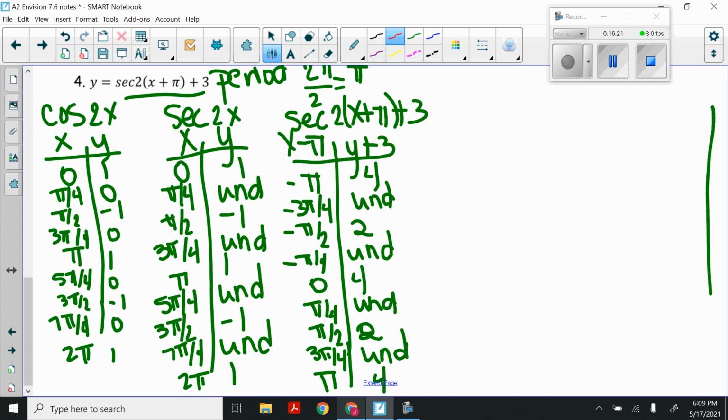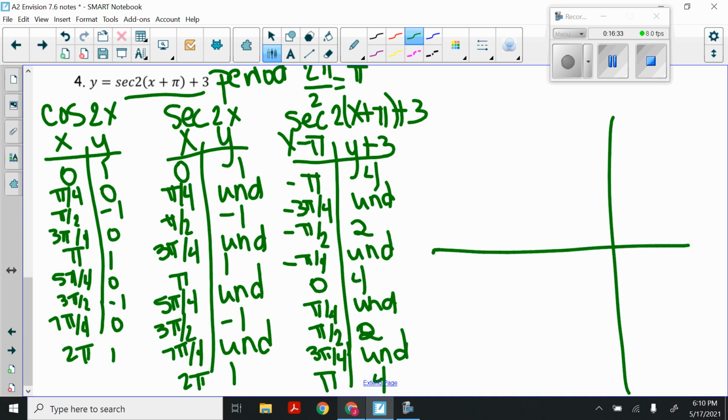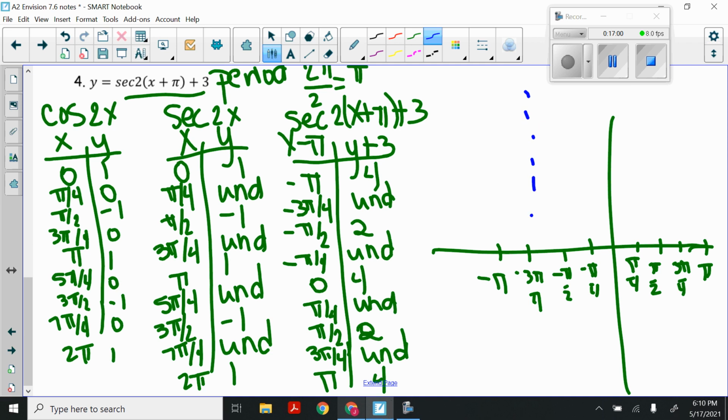Okay, so I'm going to graph these. Actually, let me move that over a little bit. I'm going to get the whole thing in. So if I'm at negative pi over 2, this is negative 3 pi over 4, negative pi over 4, pi over 4, pi over 2, 3 pi over 4, and pi. I'm going to go ahead and put in my asymptotes. So I know at negative 3 pi over 4, I have an asymptote. At negative pi over 4, I have an asymptote. At pi over 4, I have an asymptote. 3 pi over 4 asymptote.